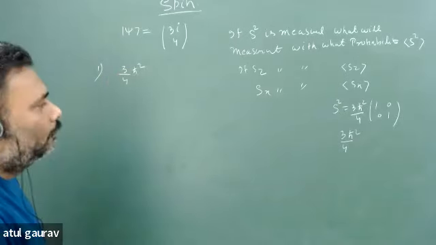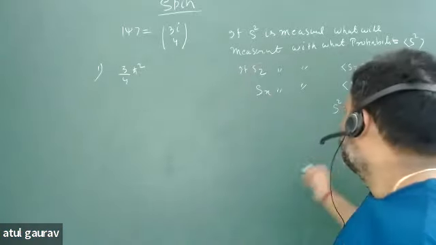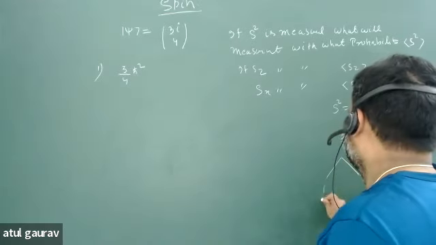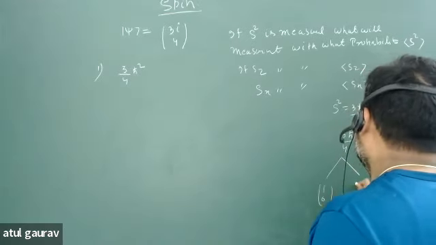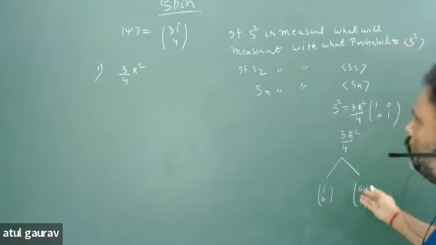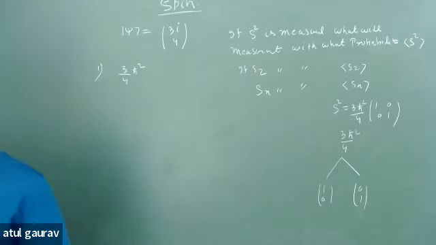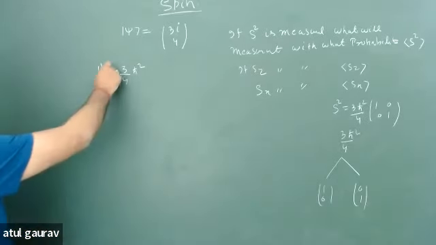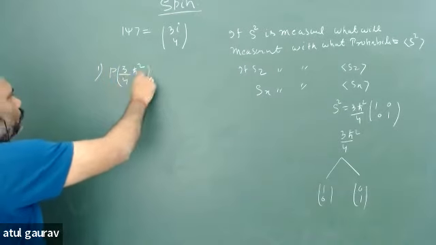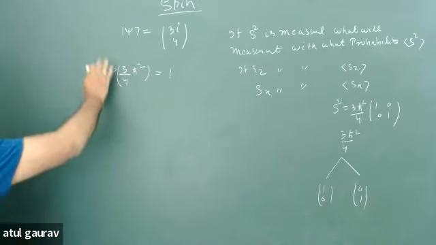And hence it is a doubly degenerate state. There are two eigenstates associated, (1 0) and (0 1). From either (0 1) or (1 0), you will always get 3/4 h cut square. So what will be the probability of getting 3/4 h cut square? 1. Very good. Now this is for S square.